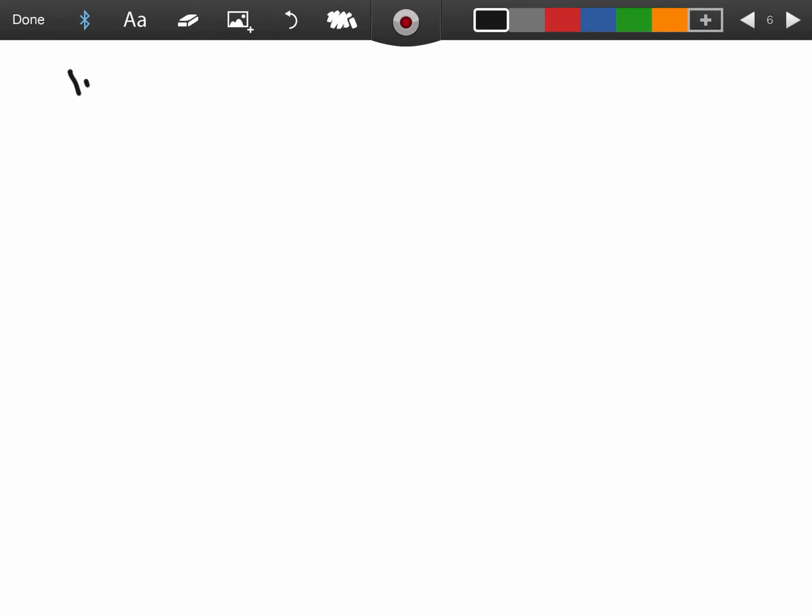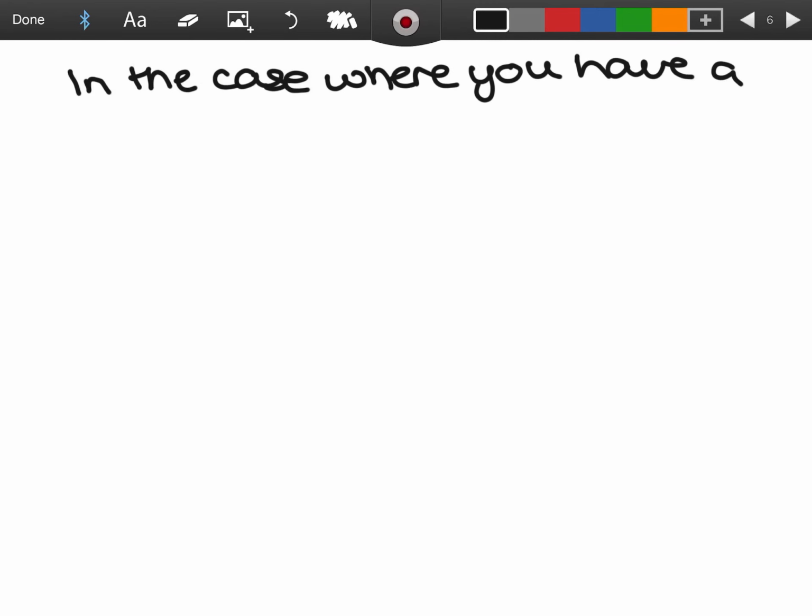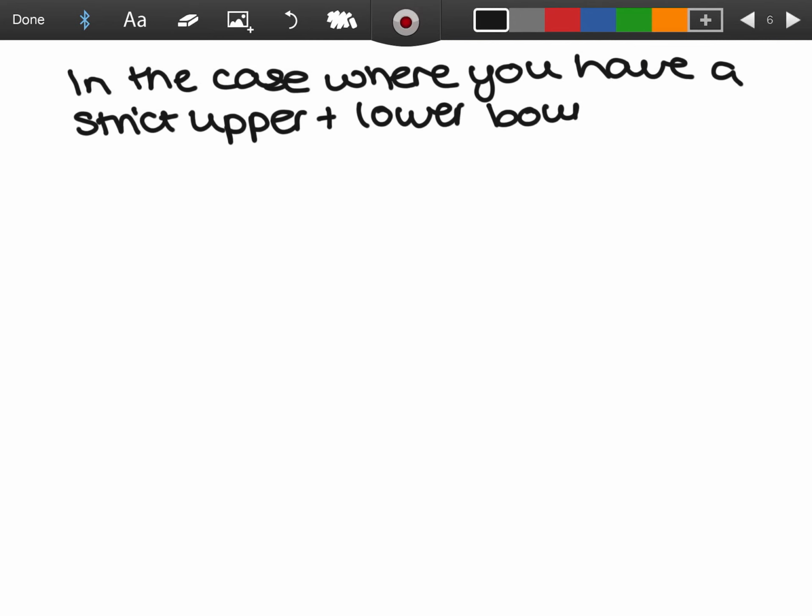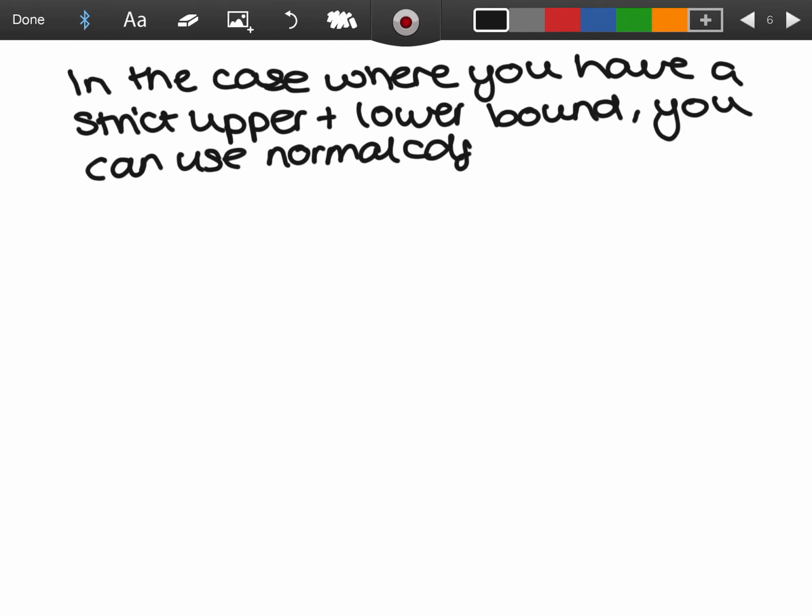Okay, so in the case where you have a strict upper and lower bound, so it's not an open-ended greater than or less than a certain value, you can use normal CDF right away.